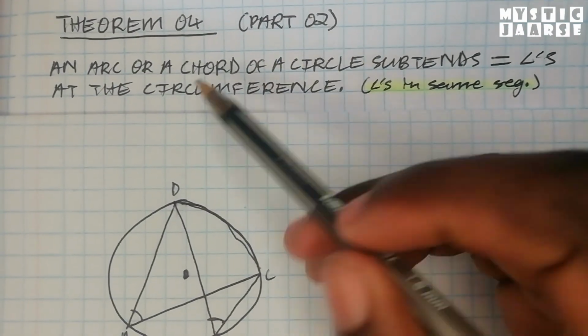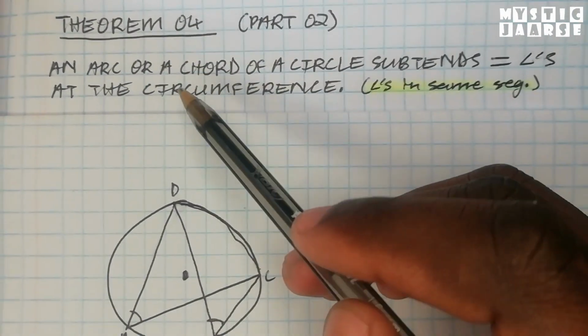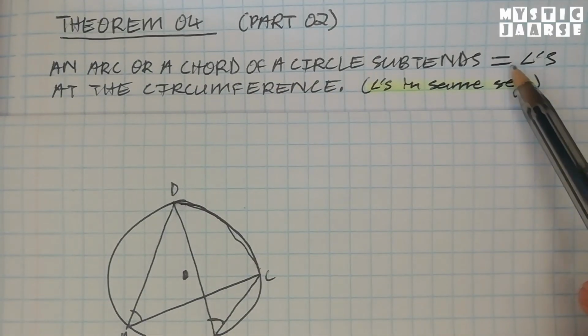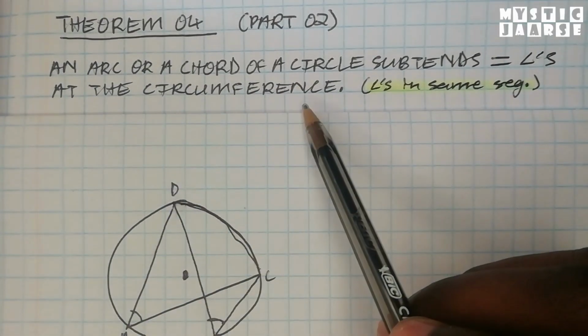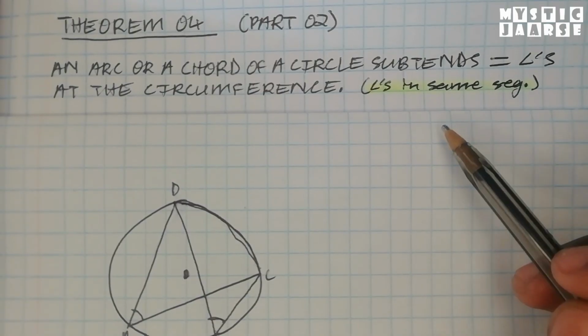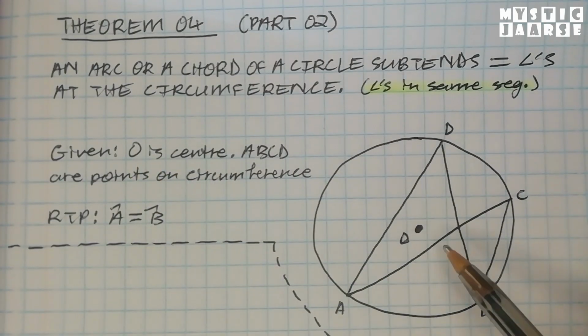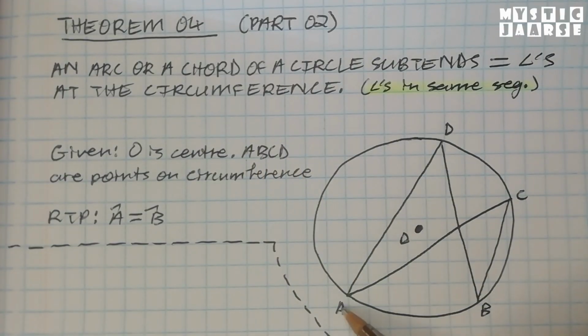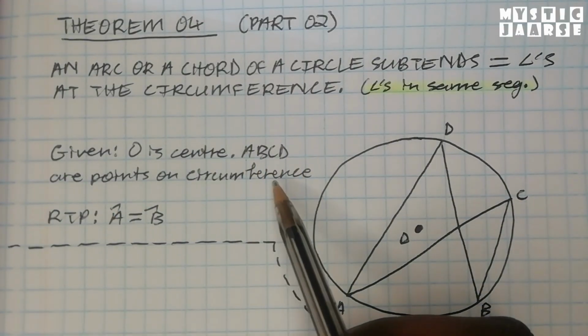This is part 2 of Theorem 4. An arc or a chord of a circle subtends equal angles at the circumference, angles in the same segment, or angles subtended by the same arc. O is the center. A, B, C, D, these points are points on the circumference.